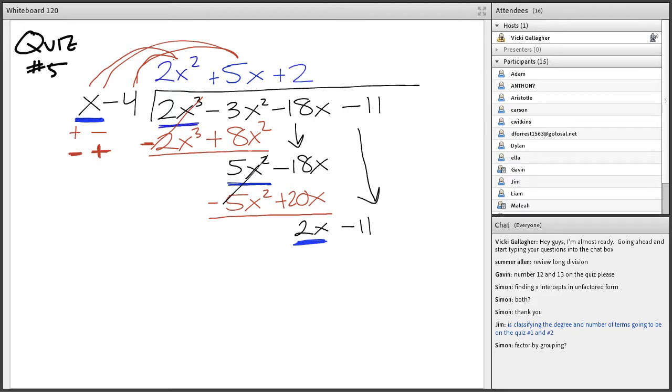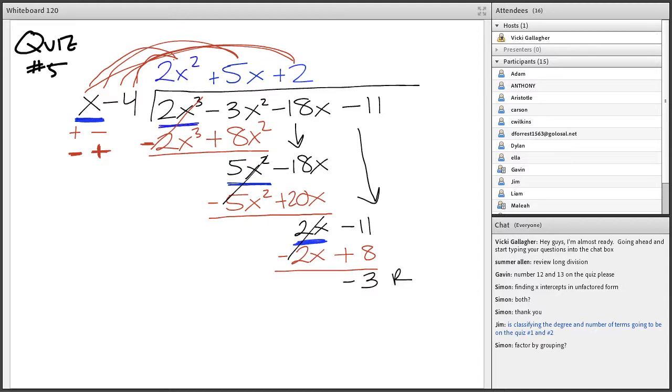Notice on top that your variables have descending exponents. It goes x squared, x, and then the last one doesn't even have an x. That's when you kind of know that you're going to be done. All right, so now I'm going to do 2 times x, which is 2x, but I'm subtracting it. And then we do 2 times negative 4, which is negative 8, but I'm subtracting that, and it becomes a positive 8. The first ones cancel. Negative 11 plus 8 is negative 3.